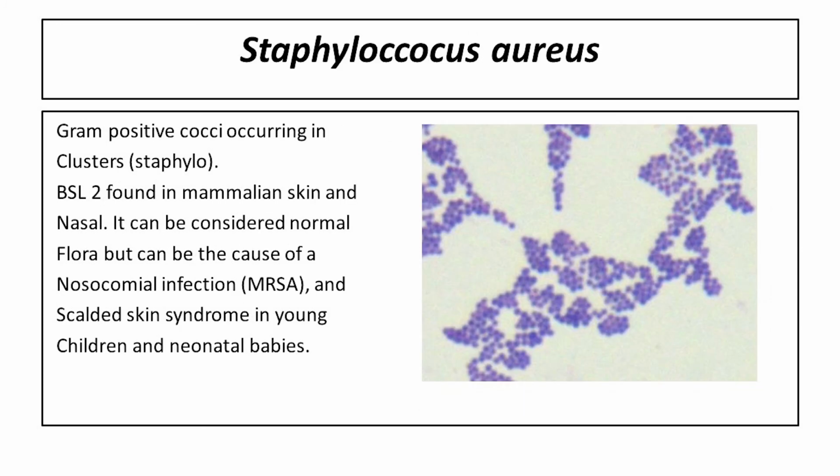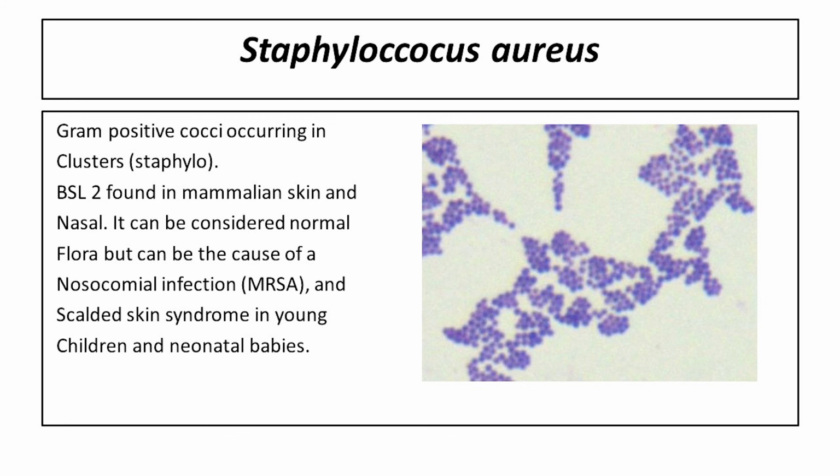Staph aureus is another one that we're looking at. We consider this BSL-2. It's found in the skin of mammals and also in their nasal cavities. It can be considered normal flora to an extent. Some people just have it on them normally. We can also think of it related to certain diseases. Now, one you might be thinking of is MRSA. It's not actually a disease.